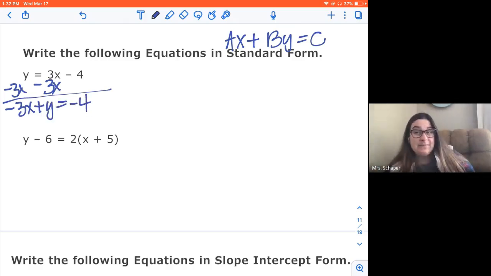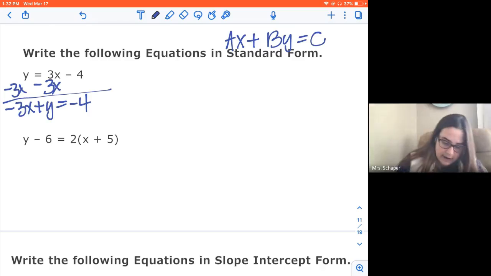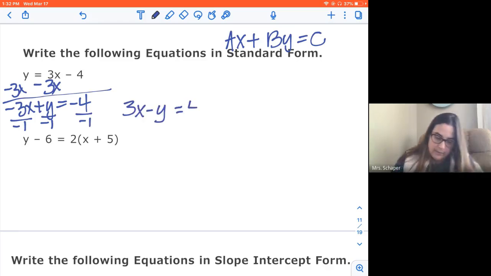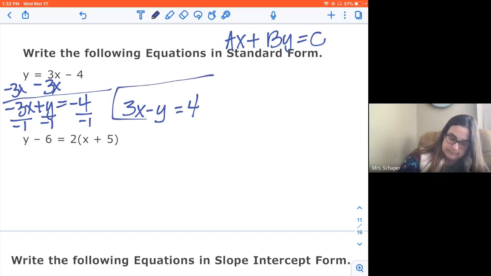And then I have to go back to my rules about standard form. A, B, and C have to be integers. Check. A needs to be positive. Ooh, all right. Time to divide everything by negative 1. So 3x minus y equals 4. And it has to be written in simplest form. Check. So here is standard form.